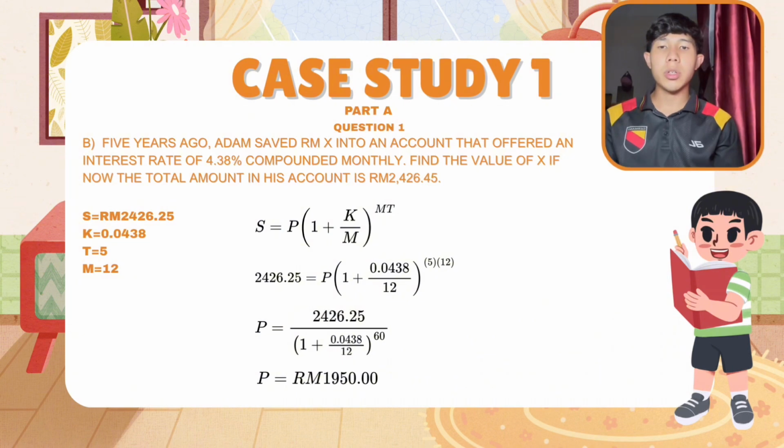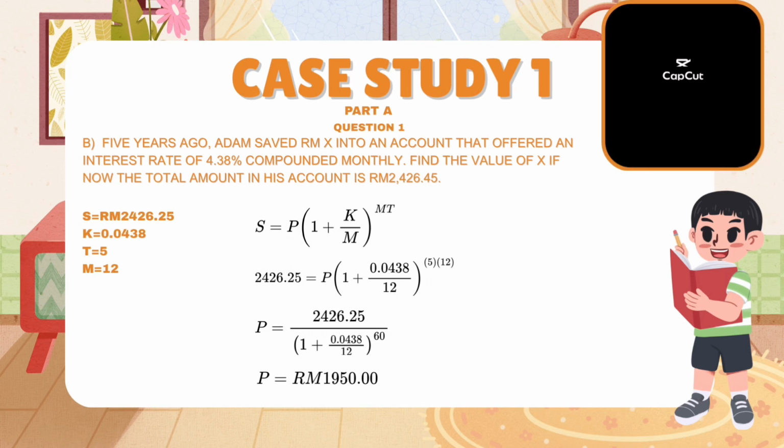S equal RM 2,436.25. k equal 0.048, t equal 5 years, m equal 12. Let's use the formula: S equal P bracket 1 plus k over m bracket power of mt. Just put the list in the formula. 2,436.25 equal P bracket 1 plus 0.048 over 12 bracket power of 5 times 12. P equal 2,436.25 over bracket 1 plus 0.048 over 12 bracket power of 60. The final answer is P equal RM 1,950.